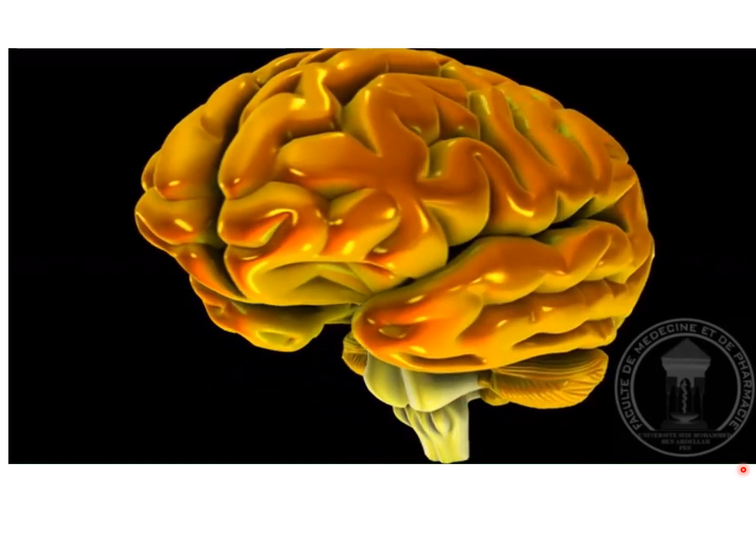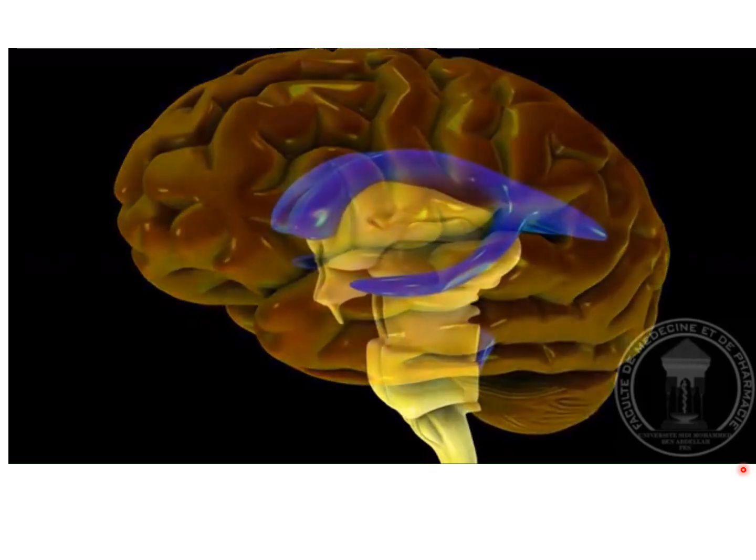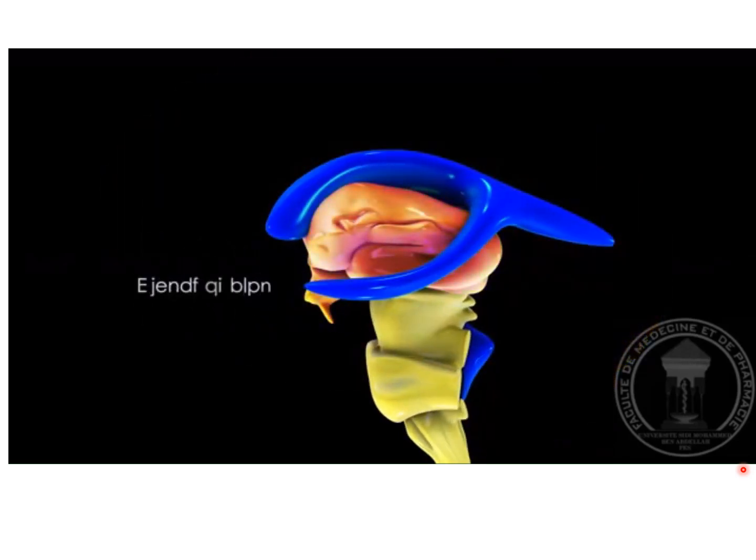Covered by the two cerebral hemispheres, the diencephalon is the structure of the central nervous system that is at the center of the brain. It contains masses of gray matter such as the thalamus and the hypothalamus that play tremendous roles in the organism.